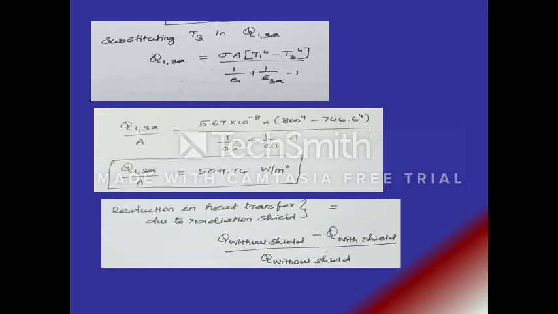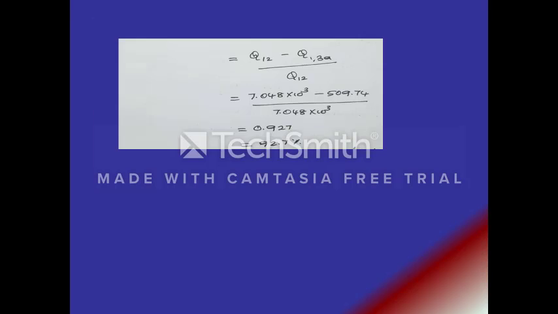Now let us find the reduction in heat transfer due to the radiation shield. That is Q without shield minus Q with shield divided by Q without shield. If you substitute, you will get percentage reduction as 92.7. So it means heat transfer reduces due to the presence of the radiation shield. That is the comment we make on the calculation.